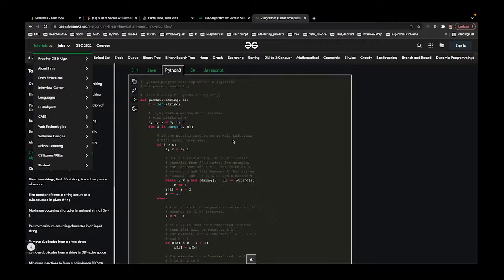So I is outside the window. If it's outside the window, I start from here, and while R is smaller than n, which is the end, we compare string R with string R minus L, and R plus equal 1. What's R minus L?